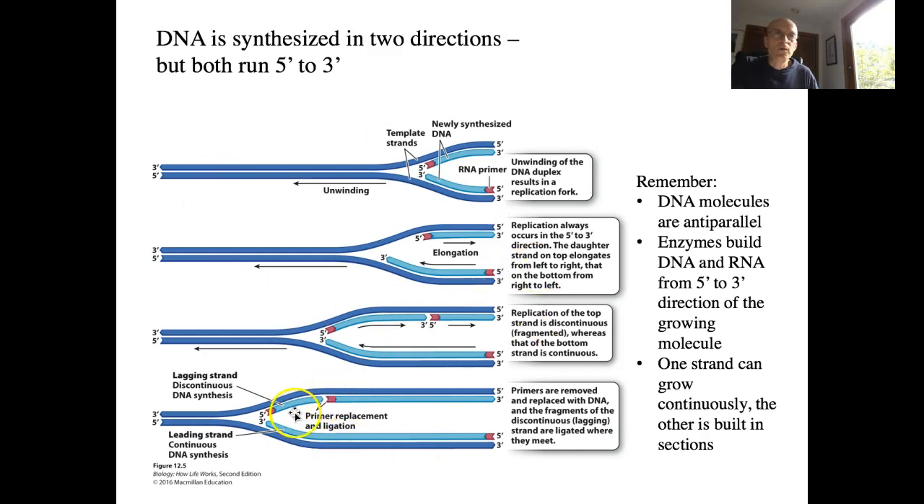So just as an overview, just for you to see that there's a leading and a lagging strand, that we have the problem with the two directions that we have to synthesize because the polymerase can only synthesize the new strand in the 5' to 3' direction. So remember that DNA molecules are antiparallel. Remember that the enzymes build DNA and RNA from the 5' to the 3' direction of the growing molecule, and that one strand here can grow continuously, but the other one has to be built in sections.